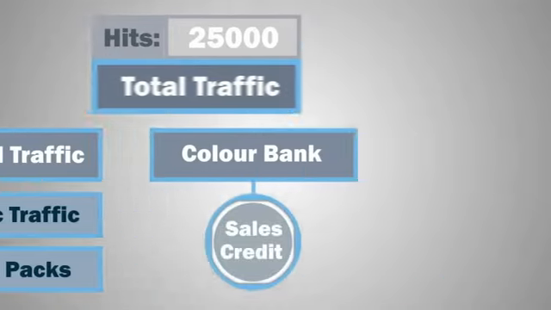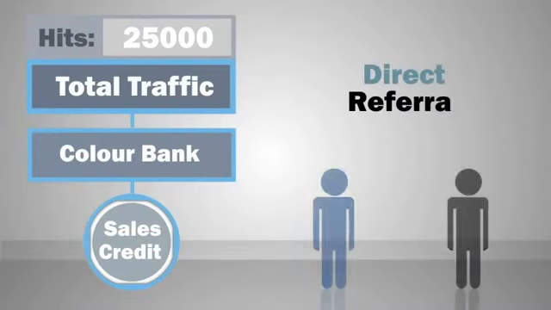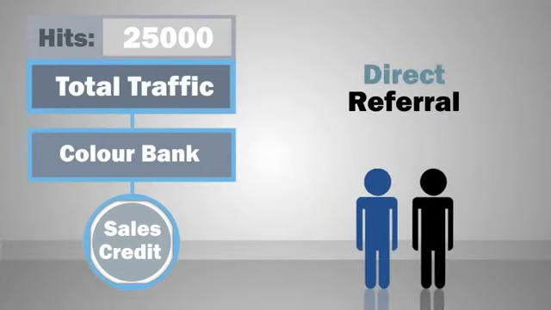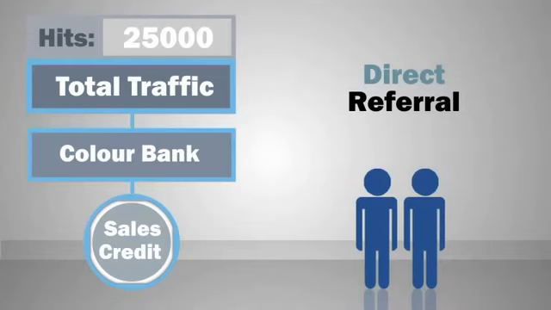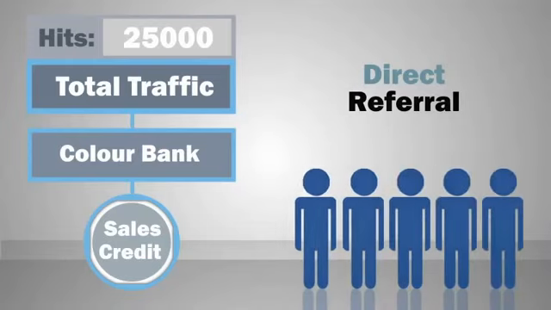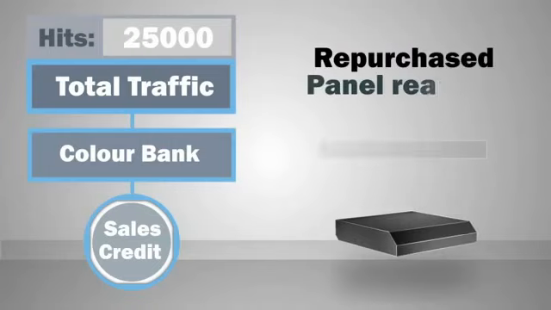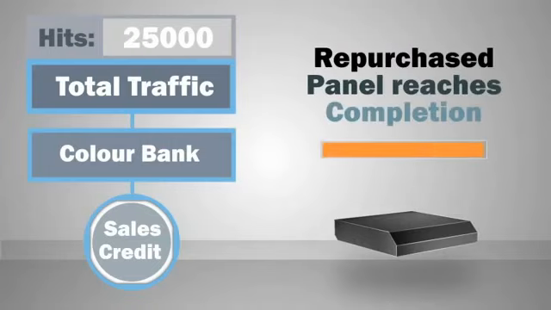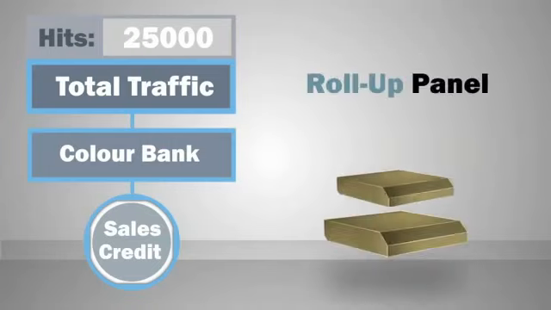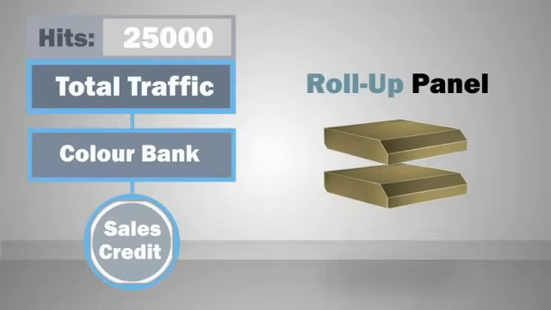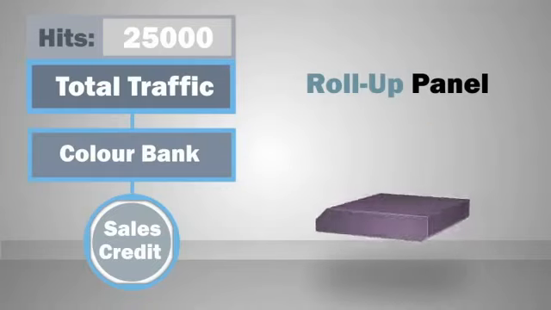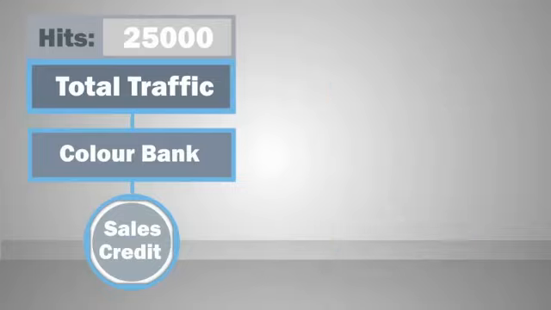You can receive a sales credit in the following ways: a direct referral, which is when you become a referrer and sign up a new affiliate. Essentially, you're creating your own team. A purchased panel locking, a repurchased panel reaches its traffic cap or completion, and when three panels of the same color group roll up to a panel of a higher color. Every time you acquire a sales credit, it registers as a set amount of hits in your color bank.